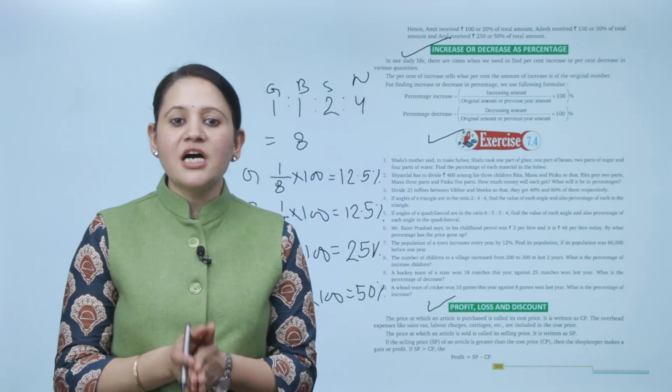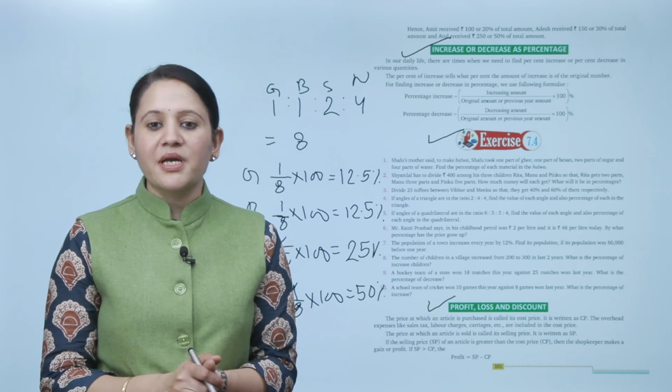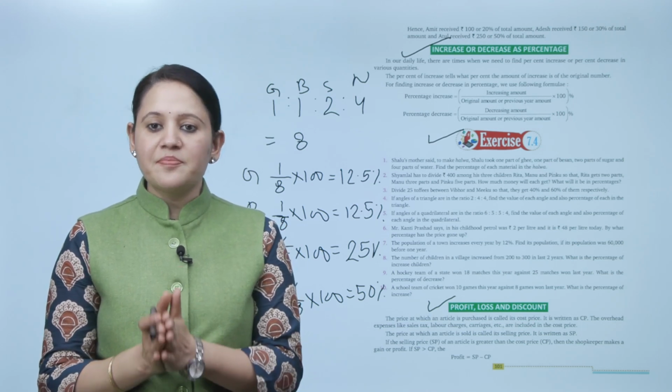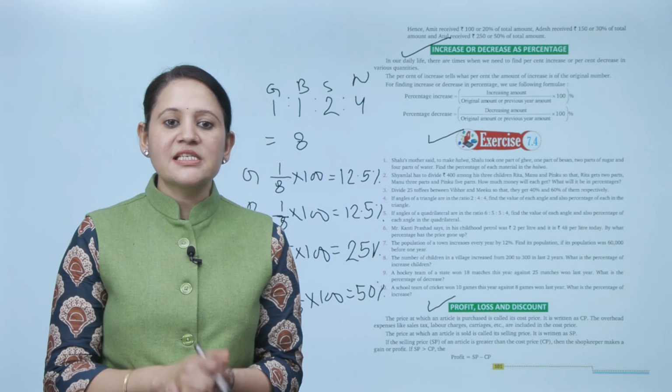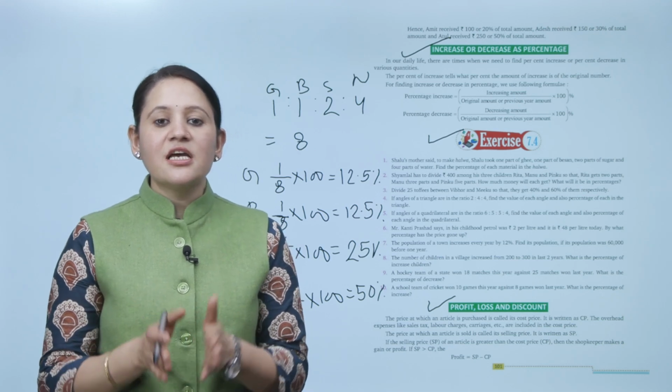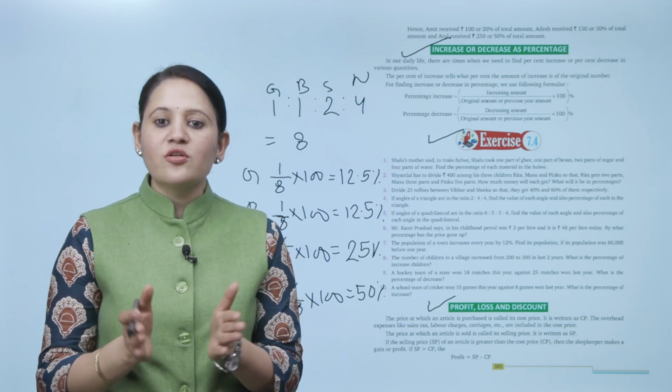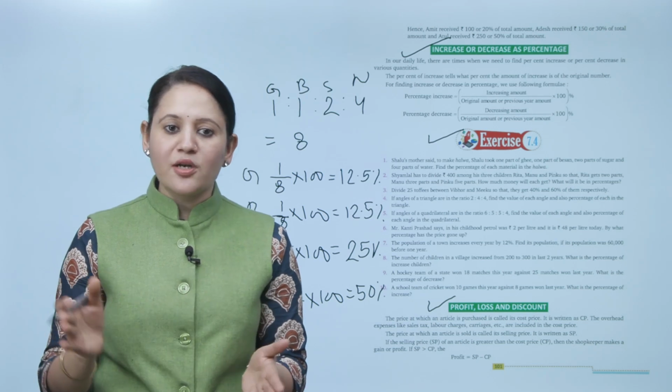The price at which the article is purchased is called the cost price. It is written as CP. The overhead expenses like sale tax, labor charges, cartridge etc. are included in the cost price. ये सब cost price में include होते हैं.